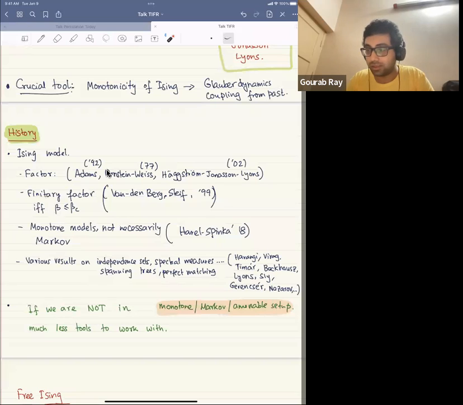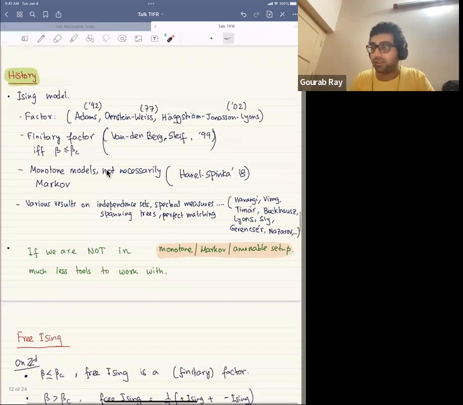Okay, so if you look at monotone models, as I mentioned, but not necessarily Markov like the Ising model is, then there is also a result, and there is a whole bunch of results about factors, relating them to spectral measures and spanning trees and perfect matching and things like that, by all these people. I don't expect you to read all the names, but just to give you an idea of what has been going on, and in case you're interested, you can Google and look up these papers.